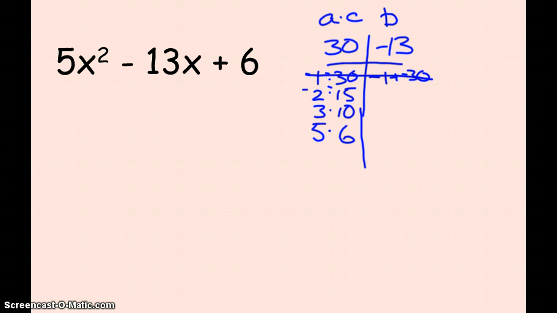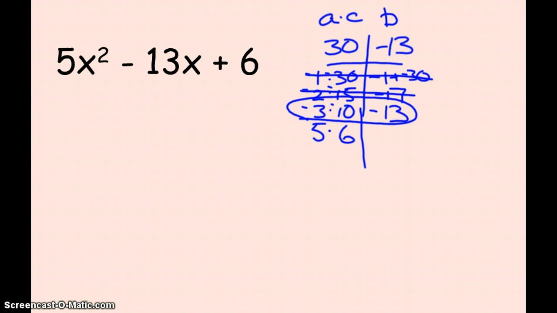Negative 2, negative 15. Again, multiply and get positive 30. Add them, you're going to get negative 17. Well, that's not going to help us out because we want negative 13. I go ahead and look, negative 3, negative 10, negative 13. There it is. Ding, ding, ding. There is our winner. This is the pair we want.